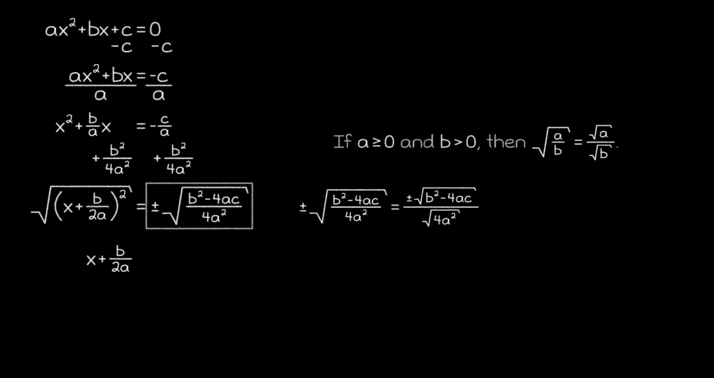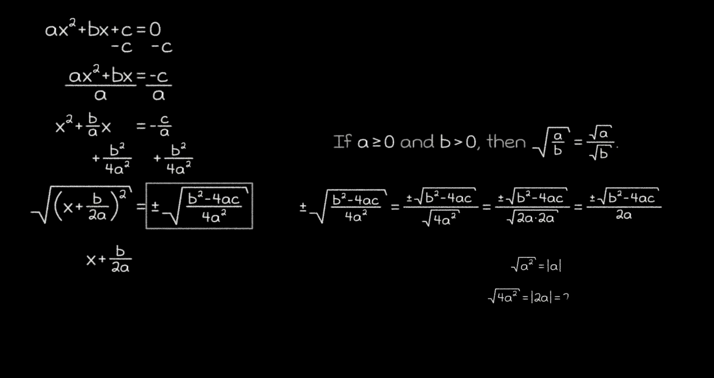From there, there isn't a good way to simplify the numerator any further, but the denominator can be simplified. Since 4a squared is just 2a times 2a, we can write the square root of this expression as 2a. Here, we should note that the square root of a squared is technically the absolute value of a, so there are some additional intricacies of this situation that we could discuss. But for now, just know that these intricacies are rendered irrelevant by the plus or minus sign in the numerator.